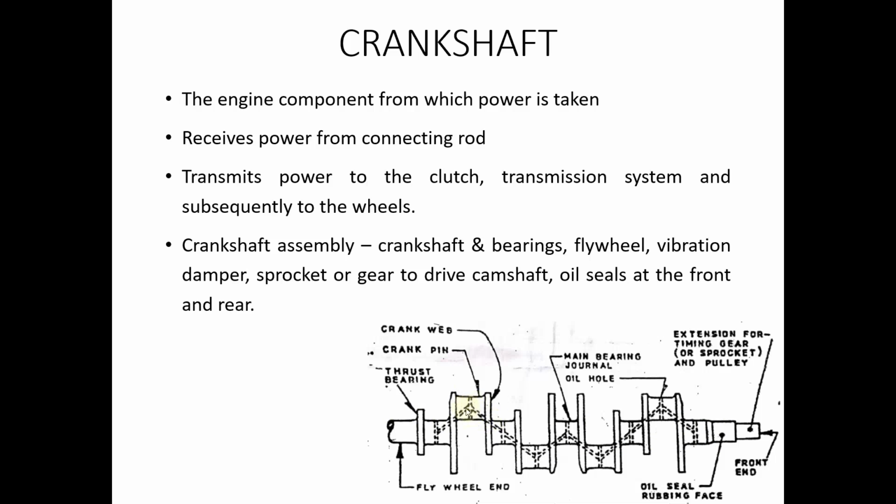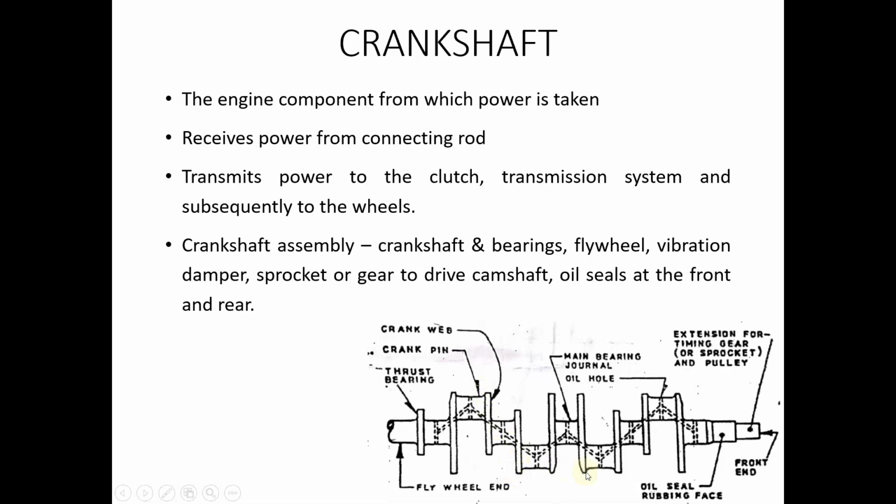So the oil that is being pumped or circulated comes in between the interface of the connecting rod and the crank pin, and it lubricates this area so that friction is not developed during the working of the engine. So there should not be any friction between the bigger end of the connecting rod and the crank pin. It should rotate freely. So that is why lubrication is provided.